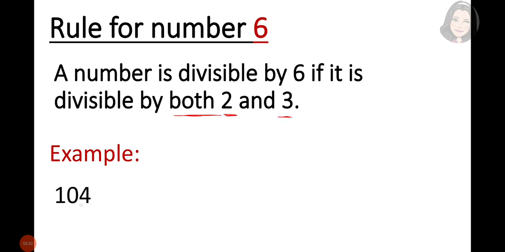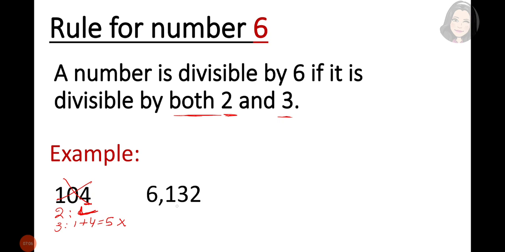What does this mean? If I have the number 104, I will ask myself, is this number divisible by 2? The last digit is 4, which is an even number, so yes, it's divisible by 2. Is this number divisible by 3? Add the digits 1 plus 4, skipping the 0, that will be a 5. If you divide the number 5 by 3, you're going to get a remainder that's not a 0, so the number is not divisible by 3. Since number 104 is only divisible by 2 and not by 3, it cannot be divisible by 6.